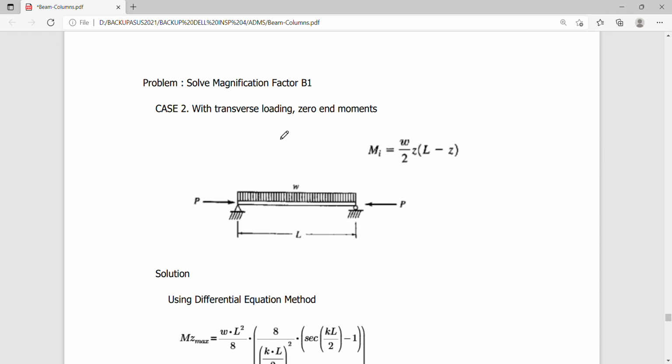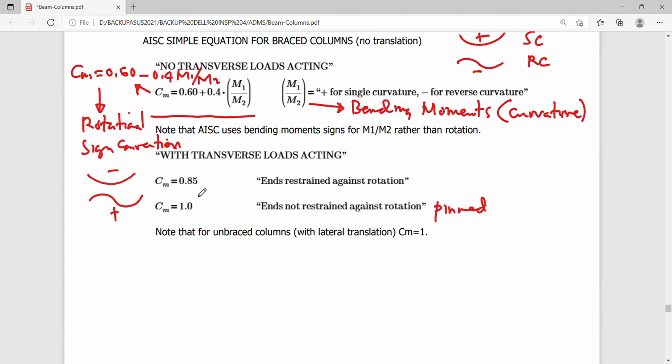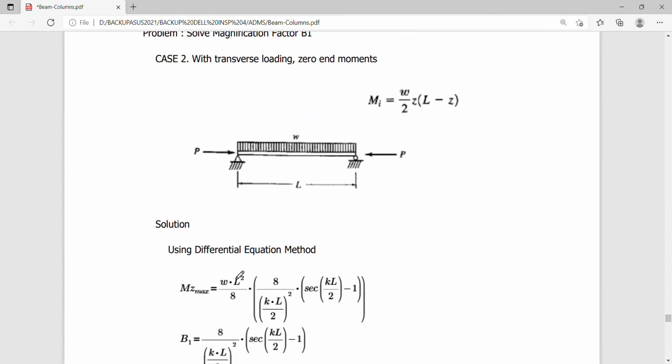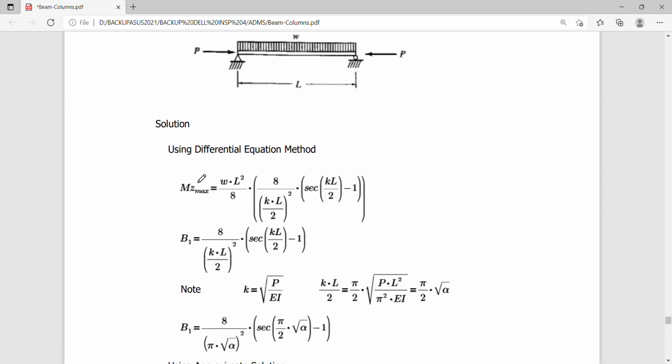Okay, so with this problem, we take note of case 2 scenario with transverse loading. No? So with transverse loading, we simply use CM is equal to 1 for pin end connections. So take note, we have derived this at the first video. So it is done using the differential equation method. So this is now my primary moment, okay, MO, the simply supported moment, and this is now your magnification factor B1. So B1 is simply this one.